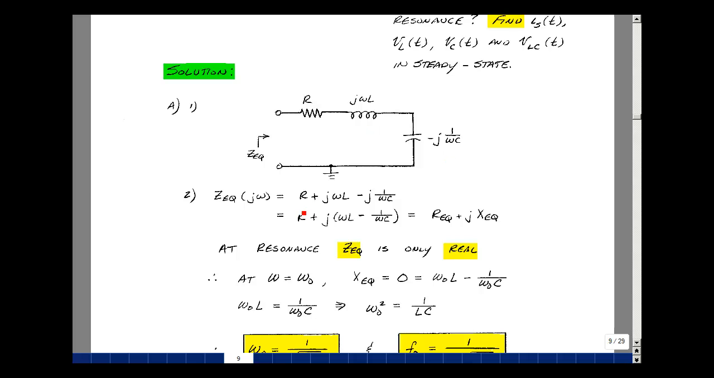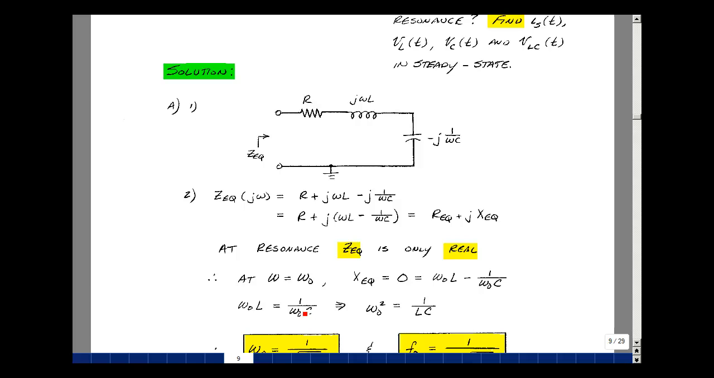So the series combination is going to add those three things together. Let's put together the imaginary terms of omega L and minus 1 over omega C. So I have some R equivalent and I have some X equivalent. Because of the sign differences here, I could set this equal to 0. That's going to occur at one frequency, so let's call that frequency omega naught. So omega naught times L minus 1 over omega naught times C would be equal to 0. We're going to solve for omega naught.